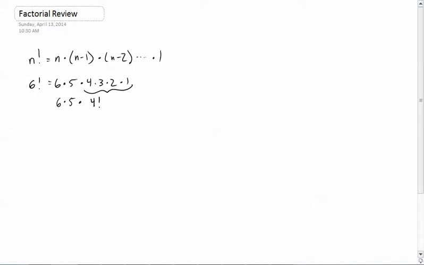4 factorial. Or, 6 times 5 times 4 times 3 factorial. Or 6 times 5 factorial. So just trying to get you comfortable with different ways of writing that. Now, where is this useful?